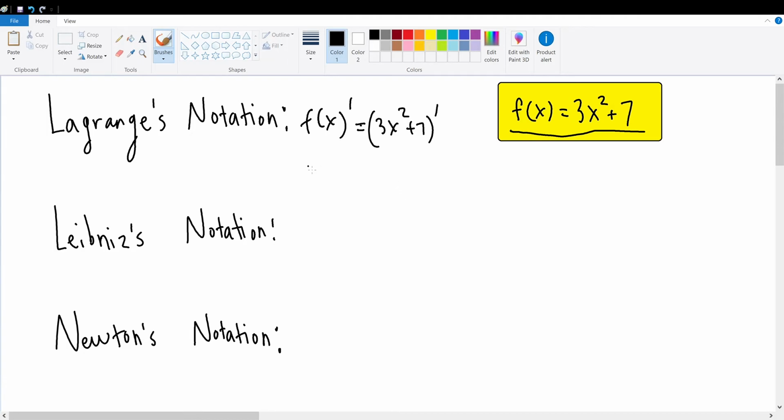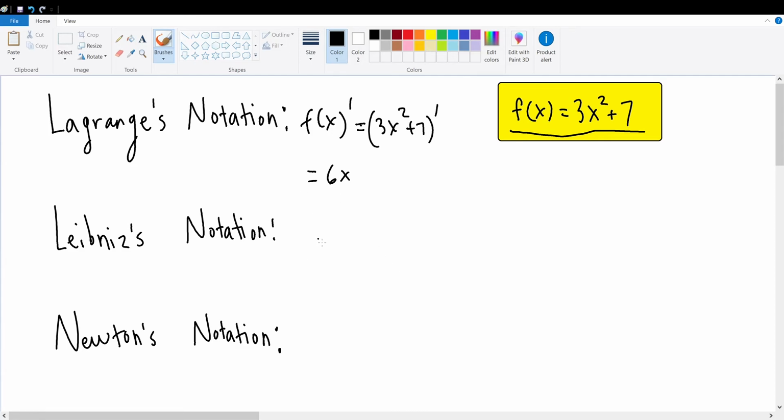So this can then be evaluated with the power rule as 6x. This is how we evaluate and represent derivatives through Lagrange's notation, which is in the form of a little dash on the upper right hand side of a function, otherwise known as the prime.